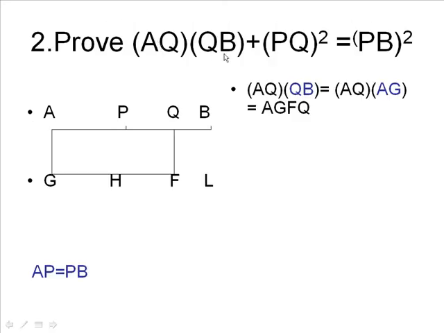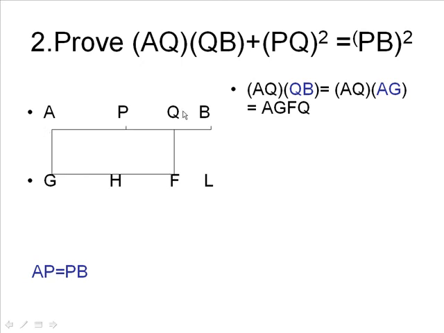From the last example, the product of two numbers can be represented by the area of a rectangle, so we try to construct a rectangle with length AQ, width AG equal to QB. So when we construct this rectangle, we make AG equal to QB. The first term on the left will be AQ times QB equals AQ times AG equals the area of the rectangle.